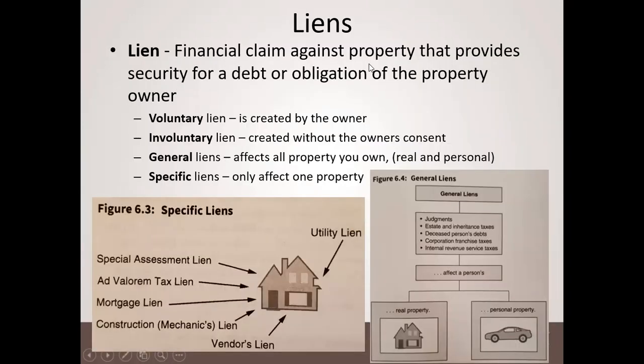So a lien is a financial claim on property that provides security for a debt or obligation of the property owner. And once again, those liens can be voluntary, one that's created by the owner, or involuntary, one that's created without the owner's consent. General liens affect all the property you own, and specific liens only affect one property. General liens could affect all property you own, including your car and your bank accounts. It's real and personal property it could affect.